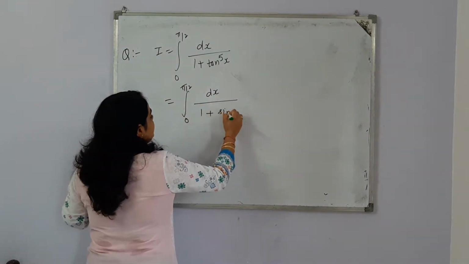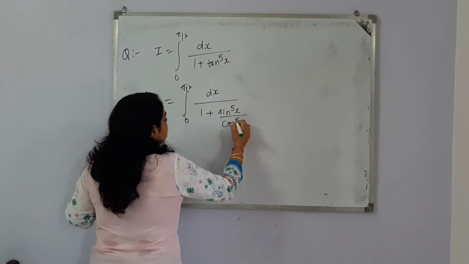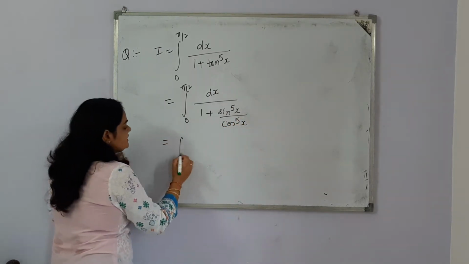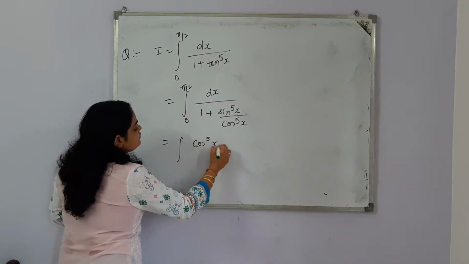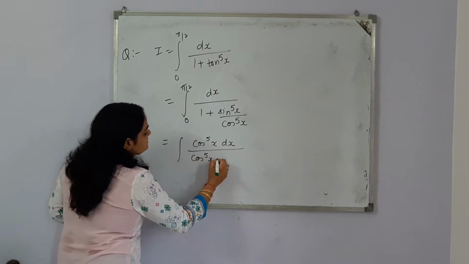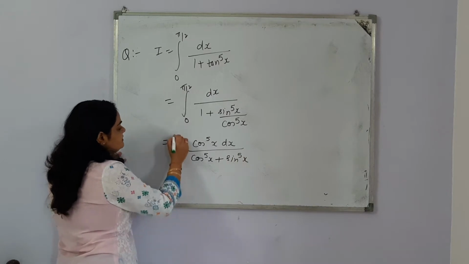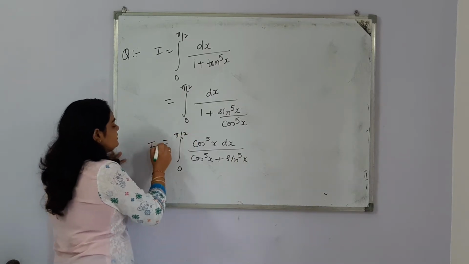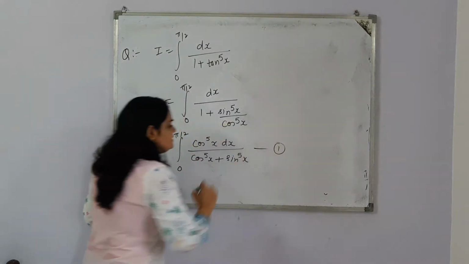Can I write tan as sin raised to power 5x upon cos raised to power 5x? So after taking the LCM, what am I getting? Cos raised to power 5x dx, and here cos raised to power 5x plus sin raised to power 5x, and the limits are 0 to pi by 2. Take this as the first equation.